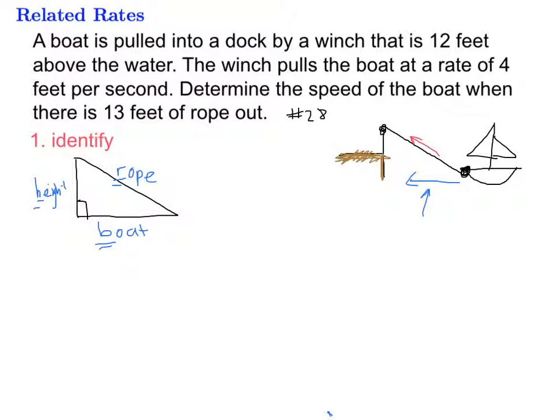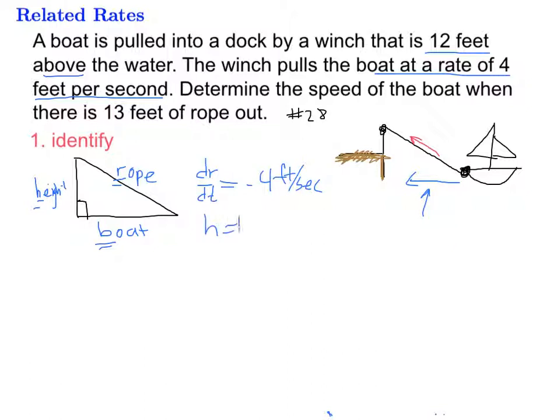What we also want to do is identify other good information we've been given so far. If we look through our problem, we've got that it's 12 feet above the water, and the winch pulls the boat at a rate of 4 feet per second. So this is telling us how fast the rope is changing. What that means is dr/dt is going to be 4 feet per second. But a key thing to note here is that since the rope is coming up this way, the rope is getting shorter. We're shrinking this distance. So I need to make sure I make that a negative rate.